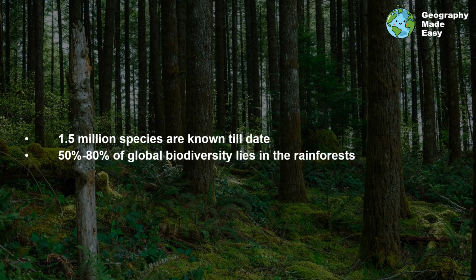Till date we know that there are 1.5 million species, and out of that, 50 to 80% of this global biodiversity lives in the rainforests. So the rainforests are very important areas where we see very high biodiversity, and this reduces as we move towards extreme climates, extremely cold or extremely hot. The biodiversity is low.